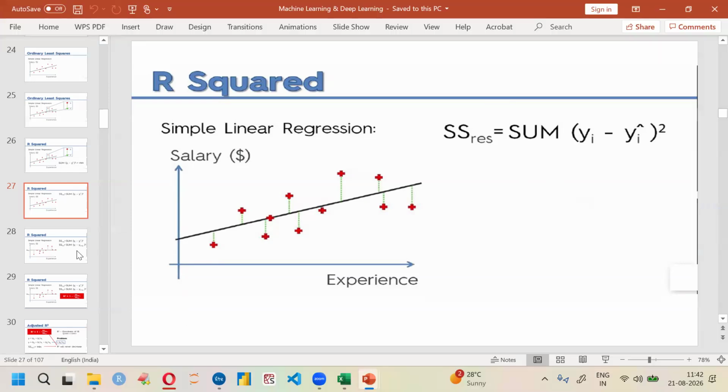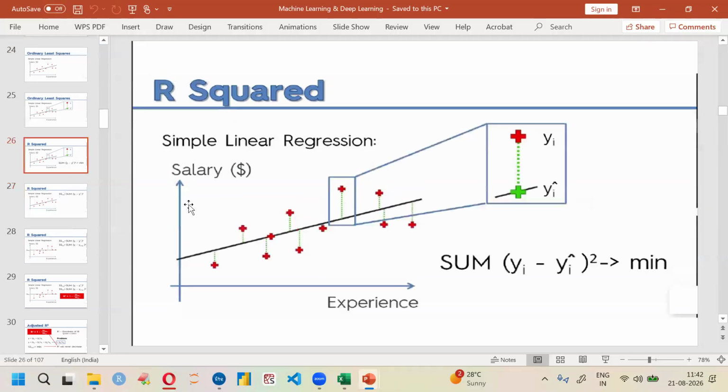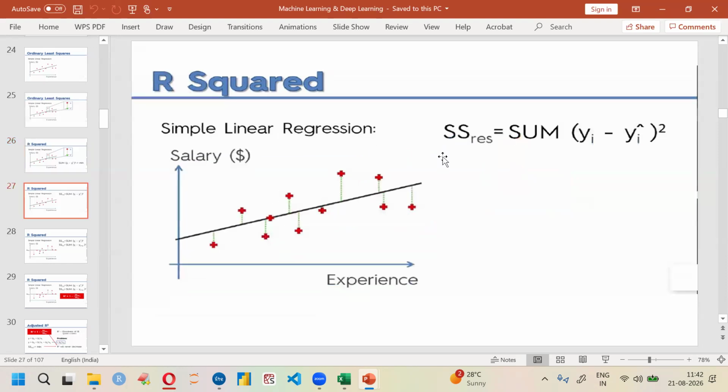Why do we call it errors? Because according to the line, this is the salary they have to get, but they are getting this much, so it is treated as an error. According to the data set, this is the salary they are getting, but according to the line, this is the salary they have to get. So that is an error. That's the reason we call it sum of squares of residual errors, because we are squaring and summing them.